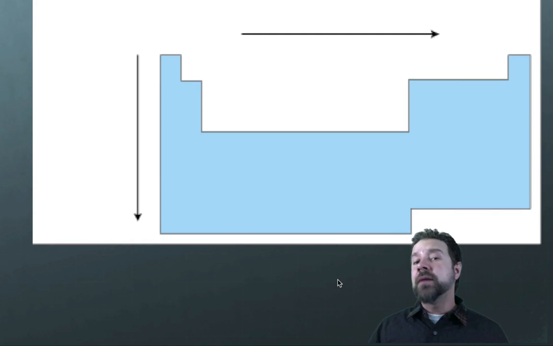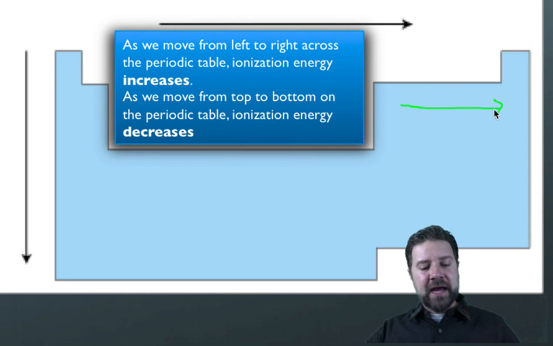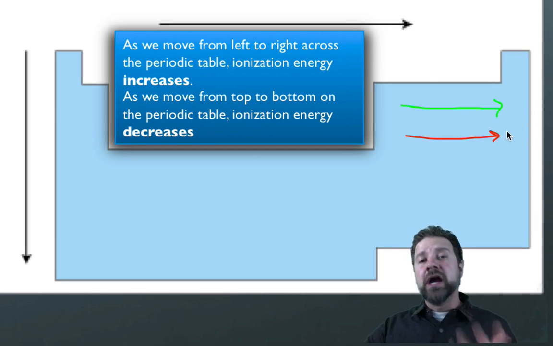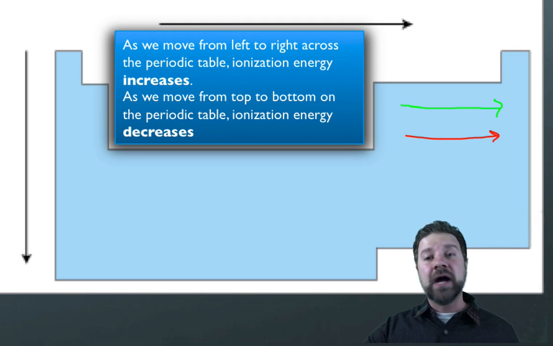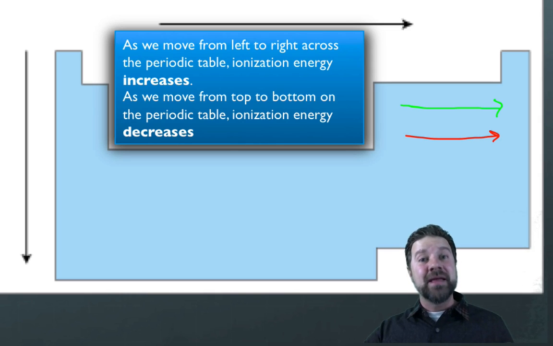So how do we describe the trend in ionization energy? Again, we have the outline of the periodic table. We have a couple arrows going left to right and top to bottom. So what we can say is this. As we move from left to right across the periodic table, ionization energy increases. Remember, these elements over here on this side, they're very close to having their outermost orbitals filled up. So what that means is that they're going to be really hard to take their electrons from, and that's what ionization energy is. It's how hard it is to take the electrons from them and make them ions.